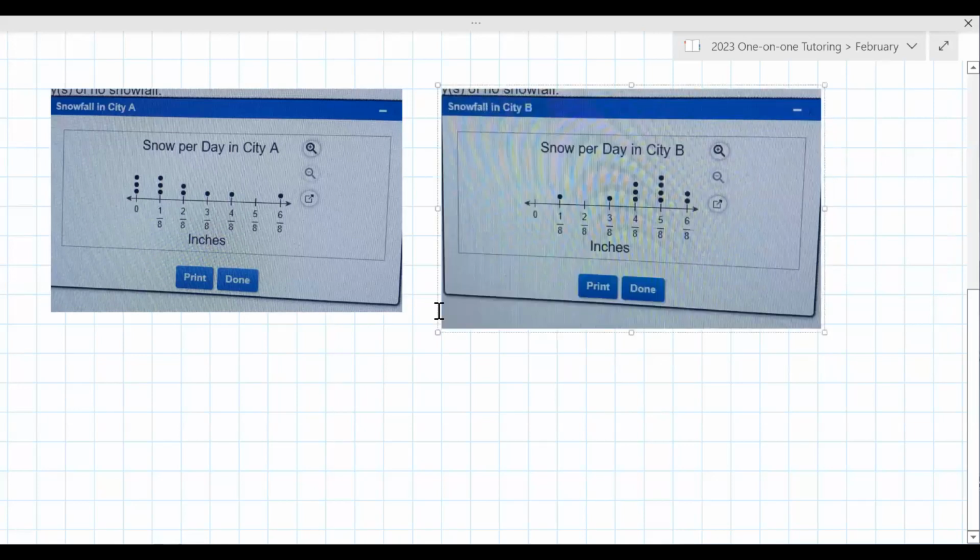Okay, so the question to you is, are there more days that have more snow? In which city has more snow on more days? Which has more points more to the right? Yeah. So the answer is probably city B. I can't see what you're seeing on your screen, so you'll have to just tell me if that's correct. And then do you have to give a reason? Yes, that is right.